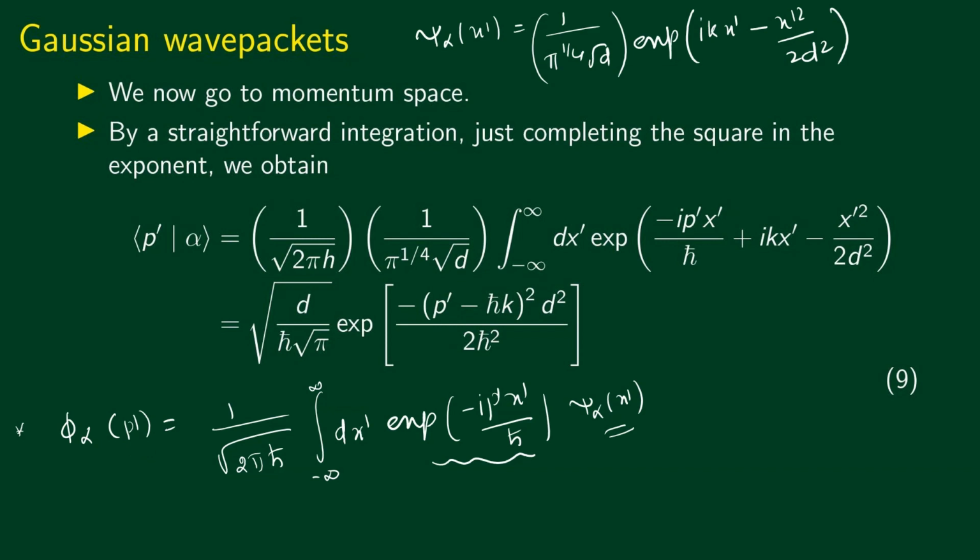Now this is what we need to do on the Gaussian wave function here in order to get the corresponding momentum space wave function. So we have this factor 1 by square root of 2 pi h bar. There's an h bar there.